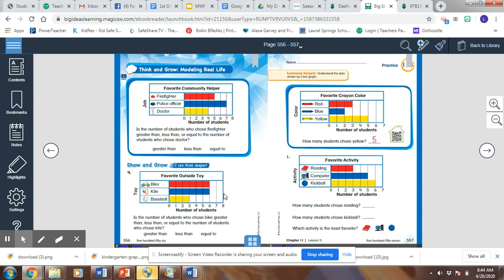Now you can go into your big math ideas. You can do some of the activities that are in there. Or you can go on your choice board that I'm going to tell you about this morning, and you can do some of the activities in your math choice board.